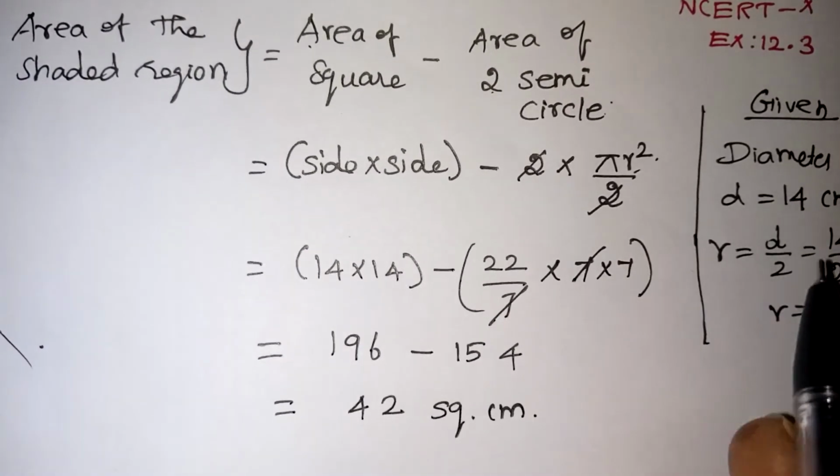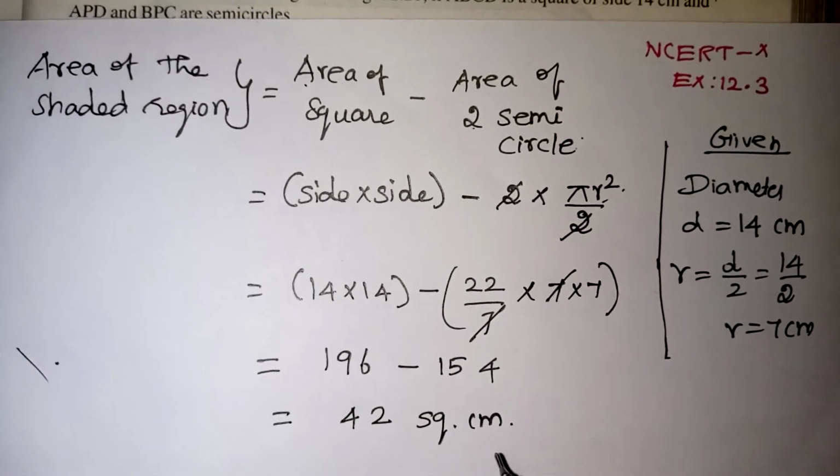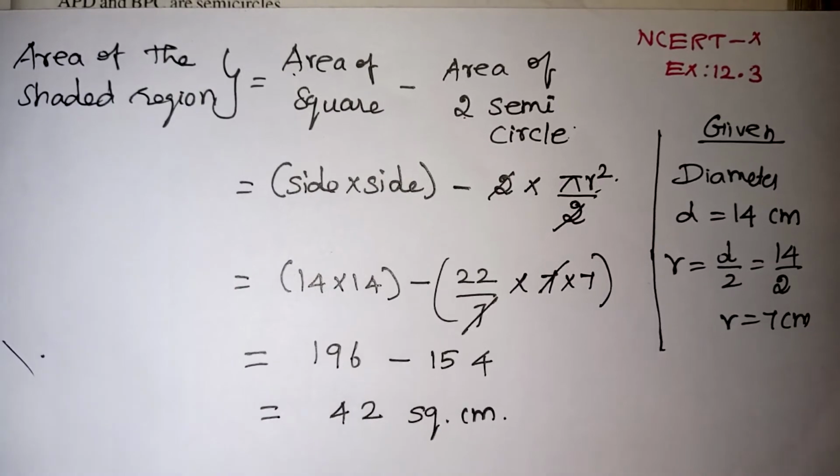Area should be given in the unit of square. All the units given in the diagram are centimeter, so the answer will also be in centimeter. This is the area of the shaded region, 42 square centimeter.